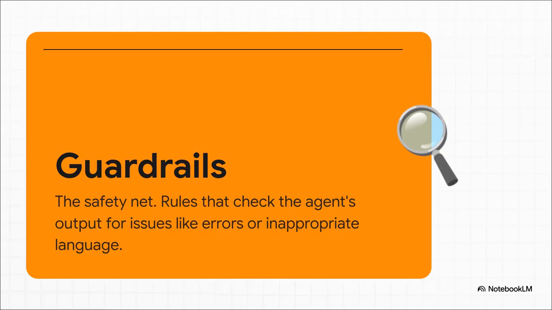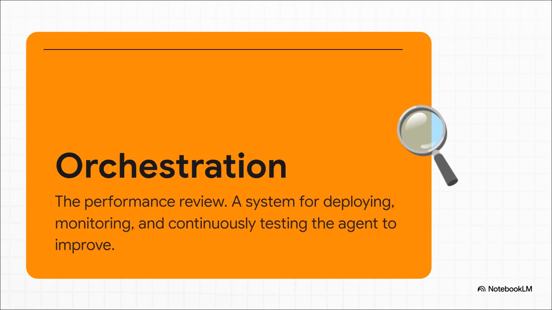So, what exactly are guardrails? The best way to think of them is like a safety net, or maybe like the company policy handbook. They're basically a set of rules that automatically check the agent's output before it ever gets to you. They're scanning for stuff like errors, inappropriate language, or anything else that's off-brand, just to make sure the agent always behaves professionally and safely. And what about orchestration? Well, think of this as the agent's ongoing performance review. You can't just build an agent and then let it run wild. That's a recipe for disaster. Orchestration is the whole system for deploying it, monitoring it, and constantly testing it. It's how you measure what's working, find out what isn't, and actually make it better over time.